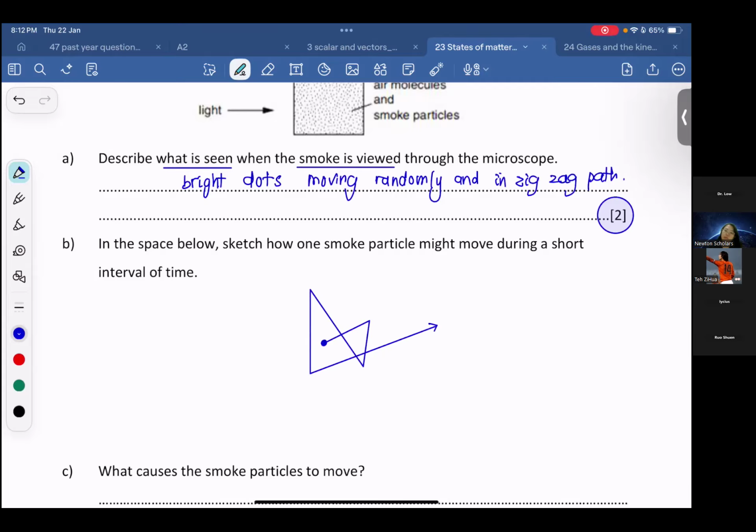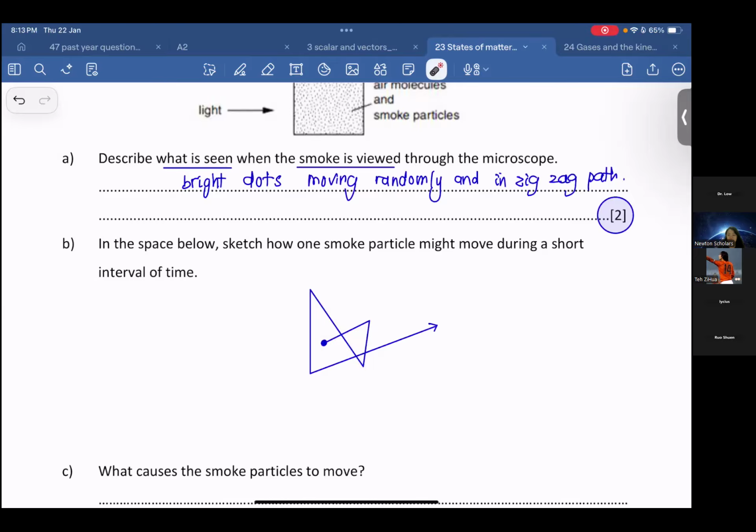You don't draw a regular pattern, because they will never be in a regular pattern. They are in random directions, so you can go any way. I encourage you to cross at least one of the lines. Normally, the answer scheme asks for at least 3 lines. Let me have a look. Line represents a smoke particle moving with a change of direction. Line is straight with at least 2 changes of direction.